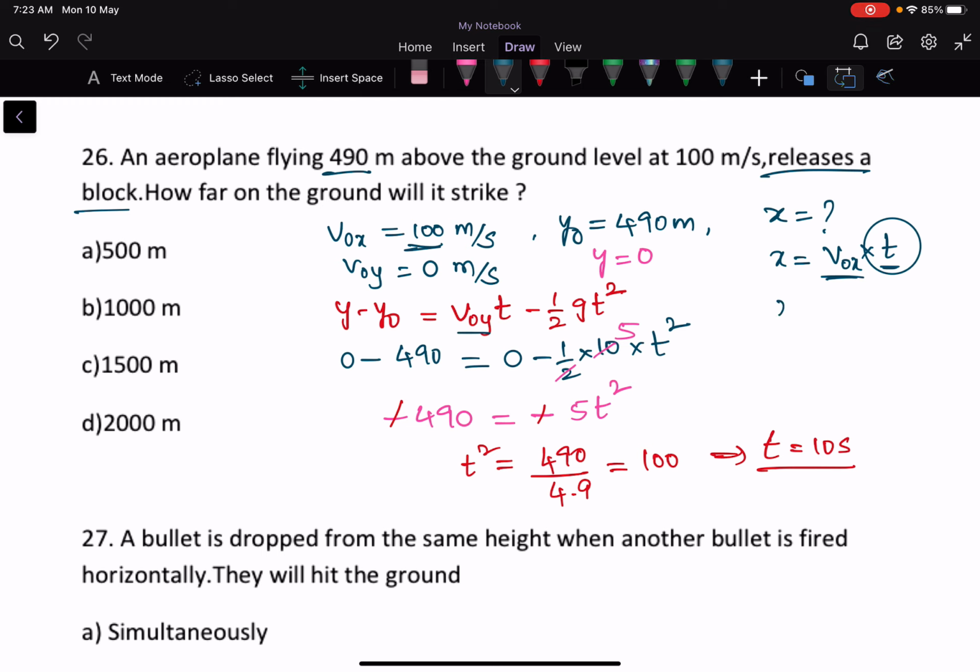Now we need to find out the x value here. X equal to v0x, which is how much? 100 into t, and here we have gotten t as 10. So the horizontal distance x is equal to 1000 meters. 1000 meters is the answer.